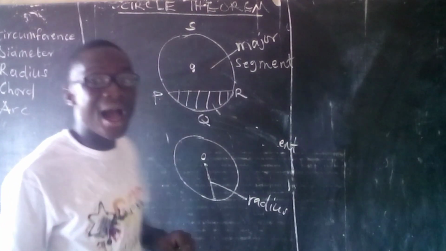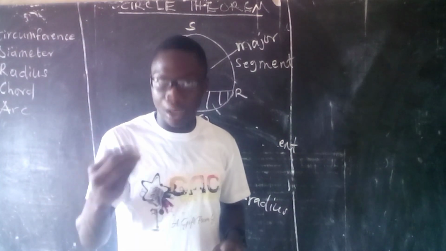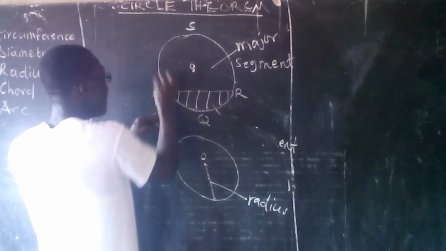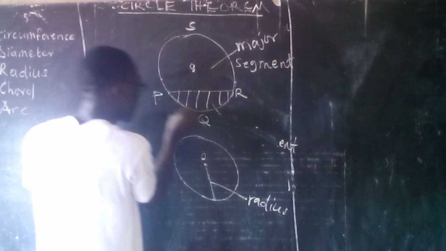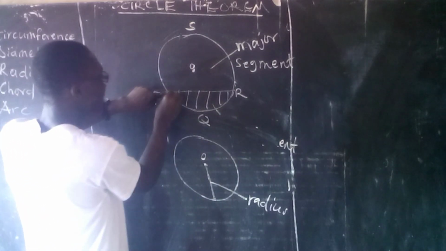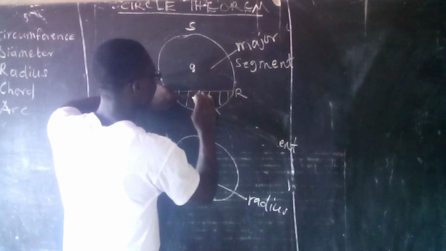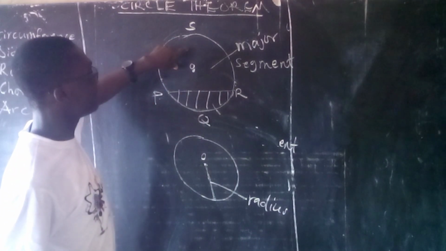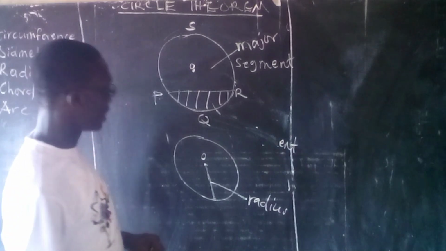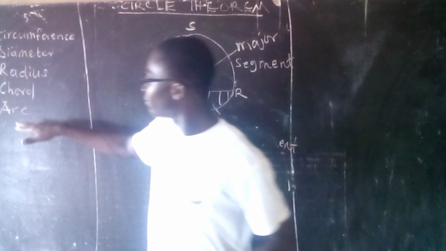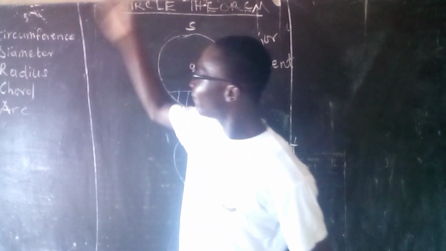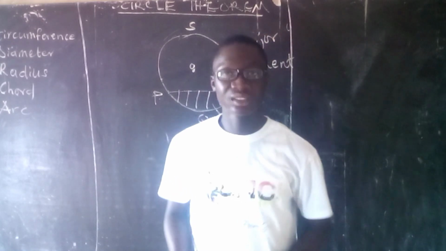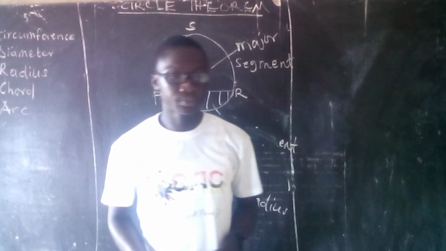So for the arc, we have the major arc and the minor arc. So this becomes the major arc and this becomes the minor arc. Whilst this becomes the major segment of the chord and this becomes the minor segment. Now we have defined all these terms. Now let's continue.